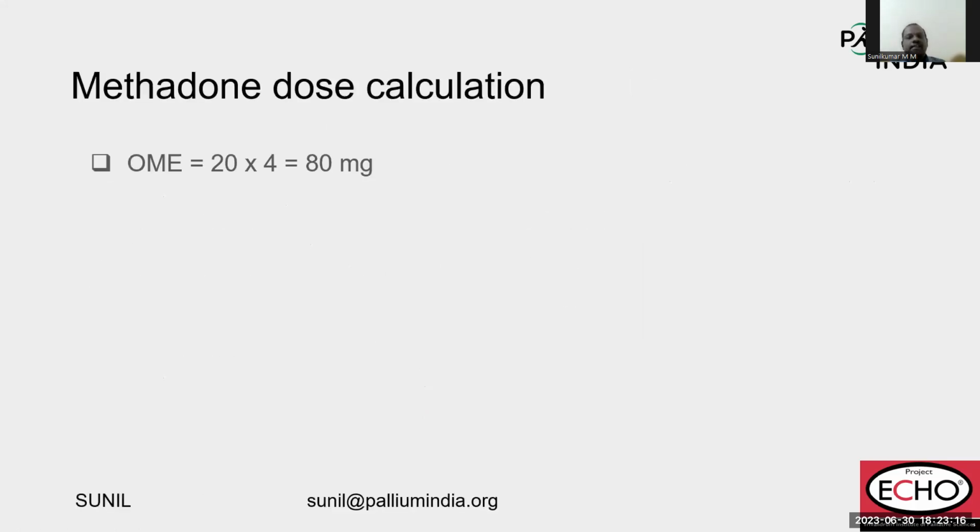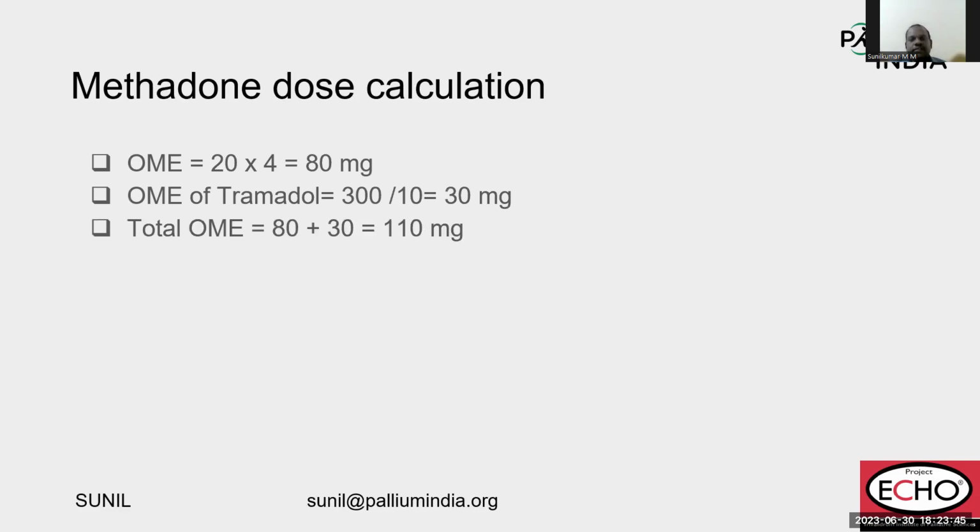So this patient is taking morphine 20 milligram every 6 hours, so it will come to 80 milligram of morphine. But you also need to convert tramadol to an equivalent dose of morphine. All the opioids you have to convert to oral morphine equivalents. She is taking 300 milligram of tramadol, which would be equivalent to 30 milligram of morphine. So 80 plus 30, that would be 110 milligram.